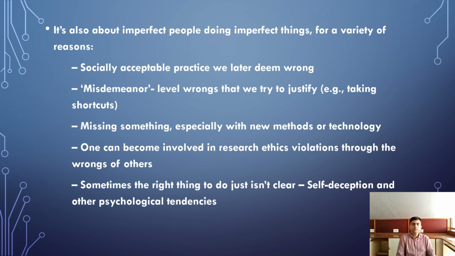As I said previously, imperfect people do imperfect things for different reasons. People have pressure from society. We have pressure from what we later deem wrong, or we try to justify a wrong by taking shortcuts. We are missing something, especially with a new method or technology. One can become involved in a research ethics violation through the wrongs of others. Sometimes the right thing to do just is not clear. Self-deception and other psychological tendencies.